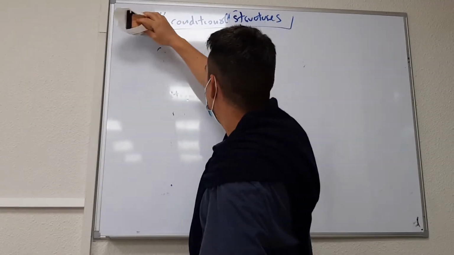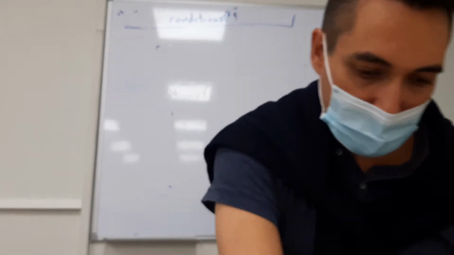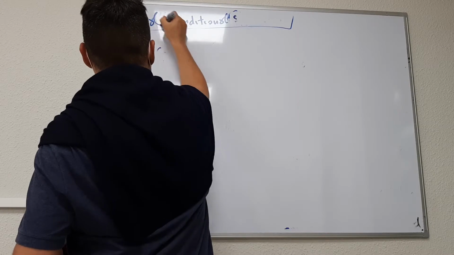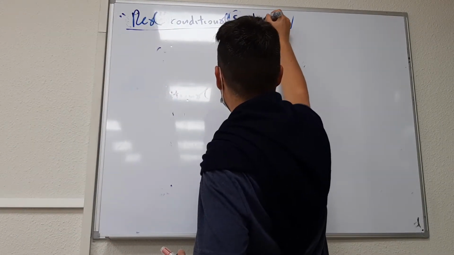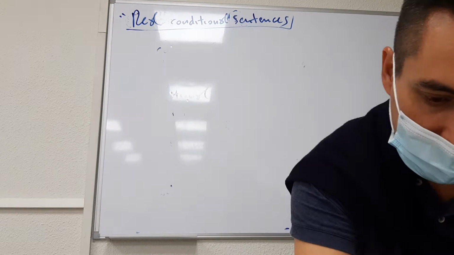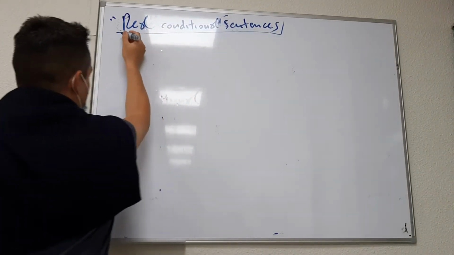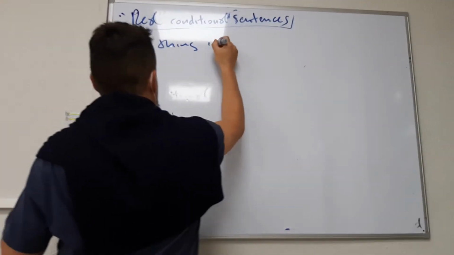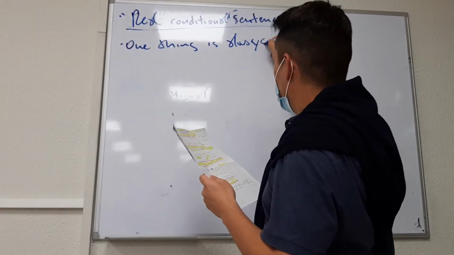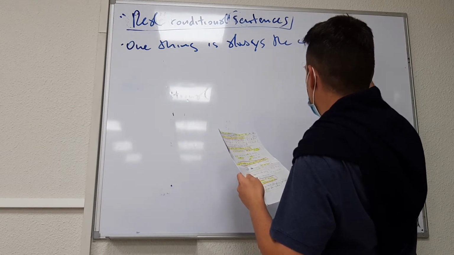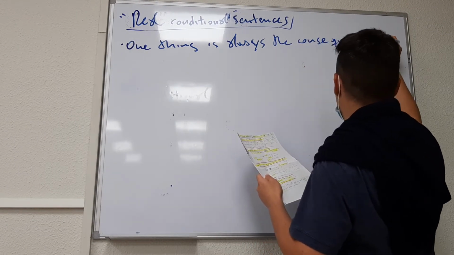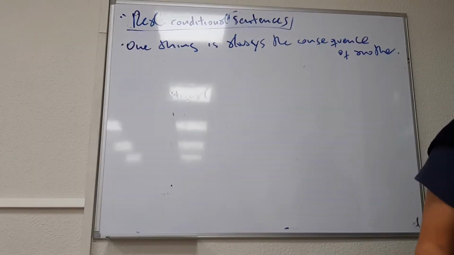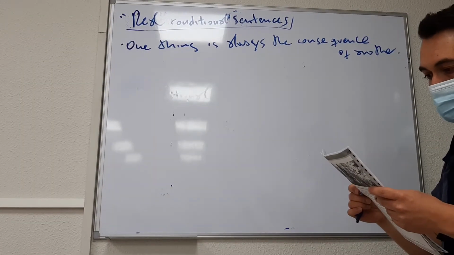Okay, let's talk now about real conditionals. First section, real conditional sentences. When we talk about real conditional sentences, we can express that one thing is always the consequence of another. This is very similar to the zero conditional that we just saw before.